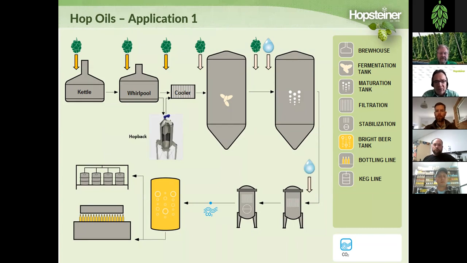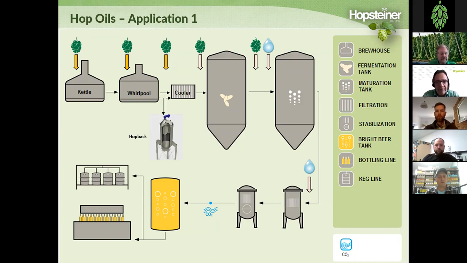Normally, it doesn't make sense to start with hop oils in the hot block of the brewery or directly in fermentation because it's causing a lot of losses. But here is the right point where we can also use the enzymatic power of the yeast that I mentioned before, especially regarding biotransformation activities.